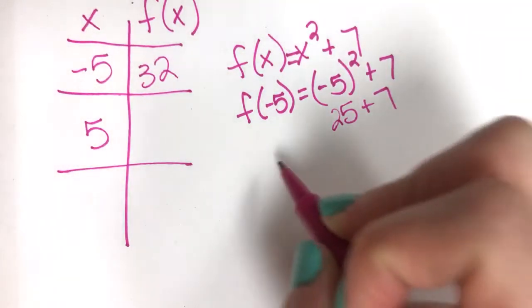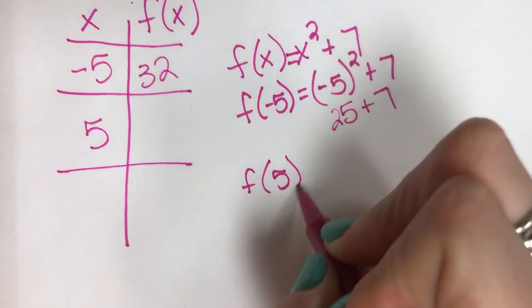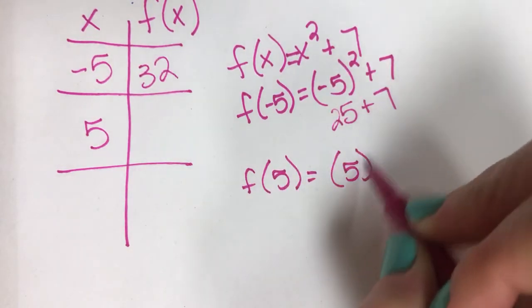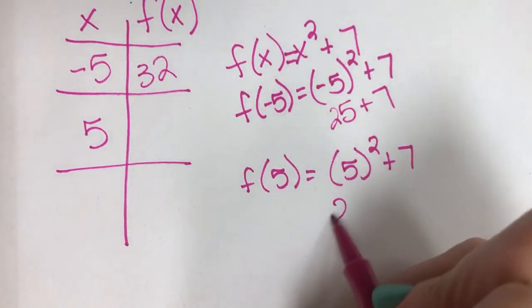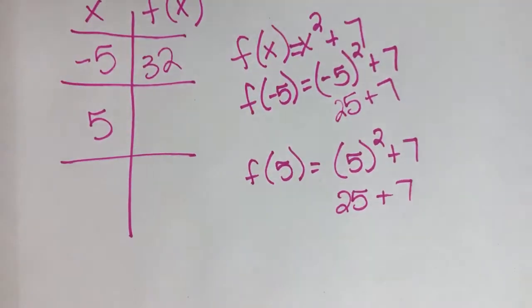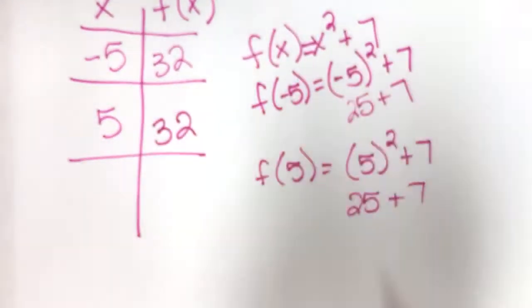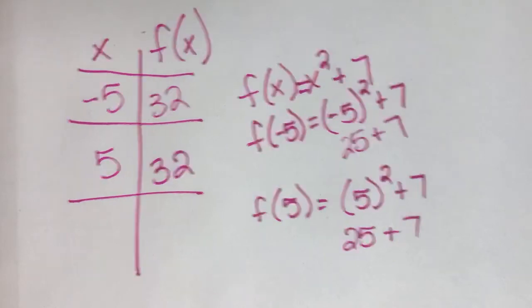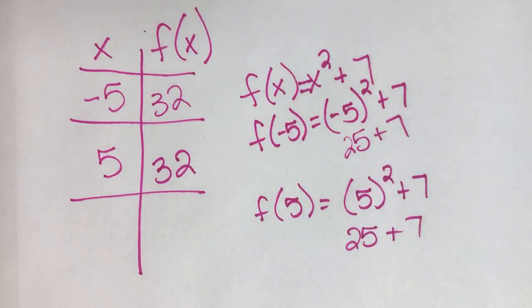Okay, and then we will evaluate this at 5. So now we'll say f of 5 equals 5 squared plus 7, which is also 32. So just making sure we're getting those parentheses in the appropriate locations.